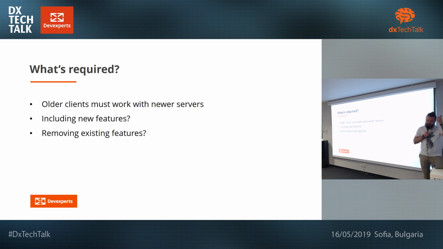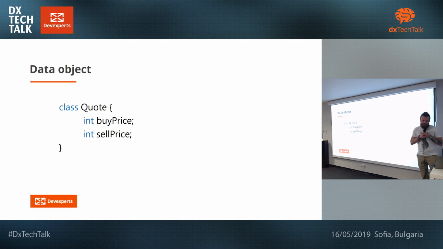What we actually understand by backwards compatibility is that, in a perfect world, any older client must work with any newer server. So this means that we want to include new features in our new versions and probably want to remove some of the existing features. Let's talk about adding a feature first. So we have an object here. This is a quote. And a quote consists of two integers, which are buy price and sell price. And just for the sake of simplicity, they are integers.